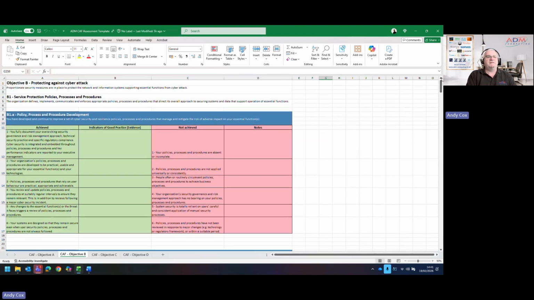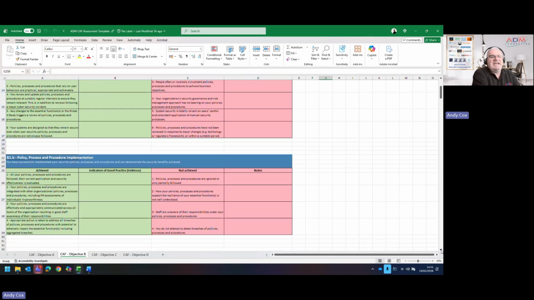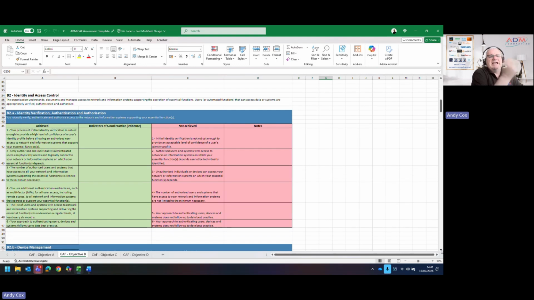Objective B, protecting against cyber attack. This is probably the biggest section. Service protection policies, processes, and procedures. This is the boring bit. This is all of your acceptable use policies, what you're allowed to do, and how you implement them. Identity and access control: how do you verify that access to particular data is only allowed to appropriate staff members?